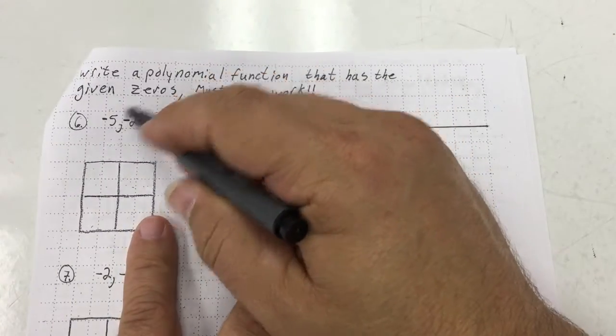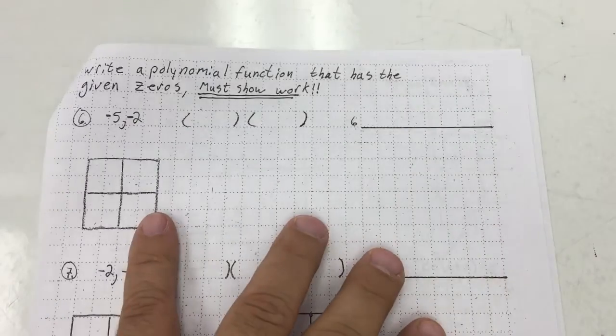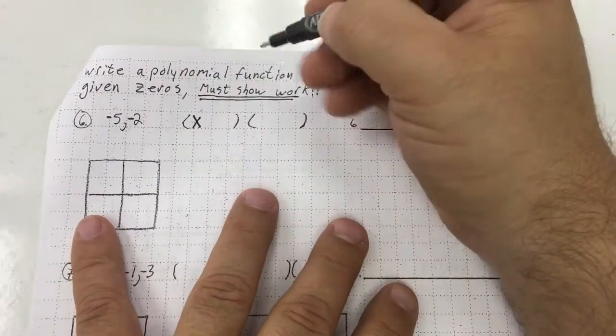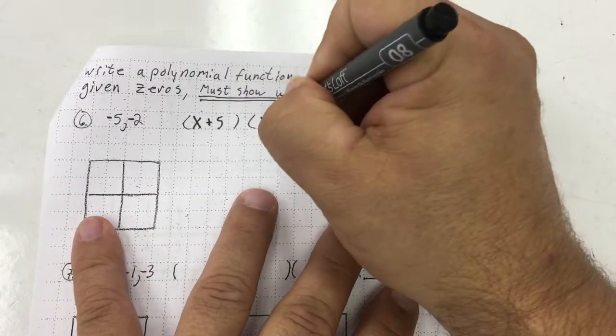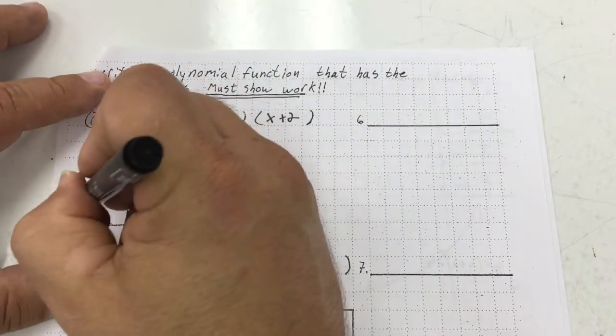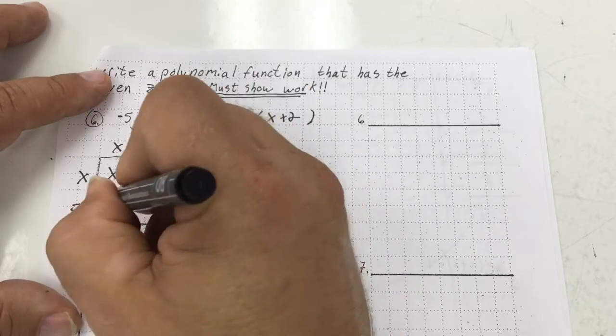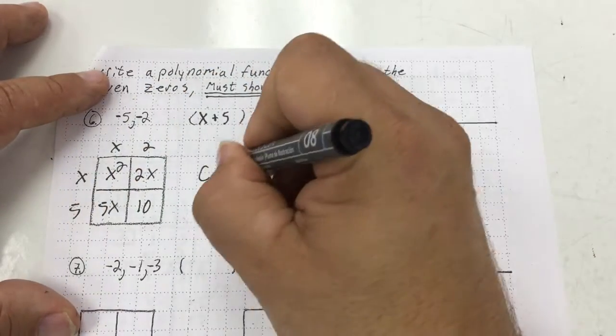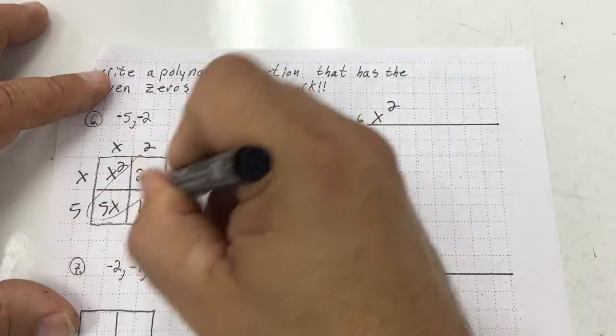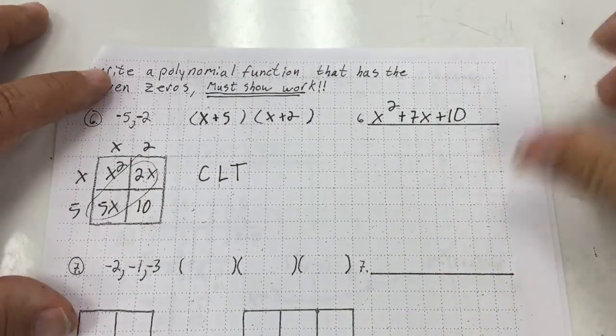I'm given the zeros, so now I want to write a polynomial with the given zeros. So if negative 5 is a solution or a 0, x plus 5 is going to be a linear factor. X plus 2 is going to be a linear factor. Now I'm going to set up the Punnett square, x plus 5. You can FOIL it if you want. X plus 2. X times x is x squared. X times 2 is 2x. 5x, 10. Combine like terms. This is going to give me x squared plus 7x plus 10.